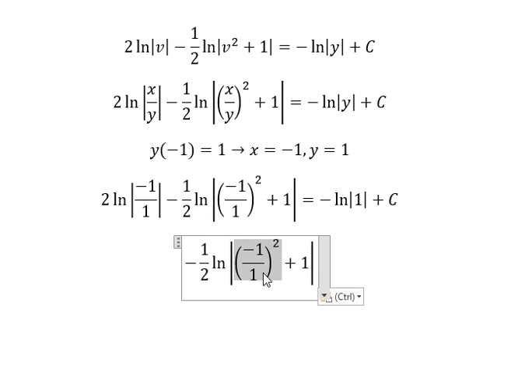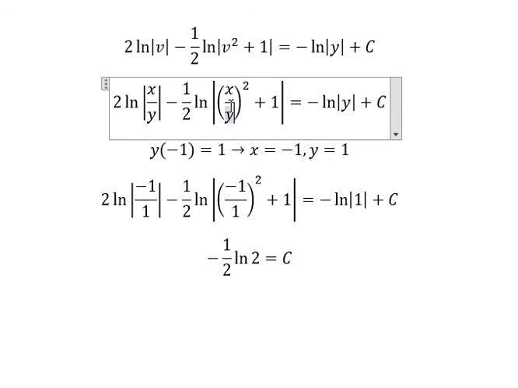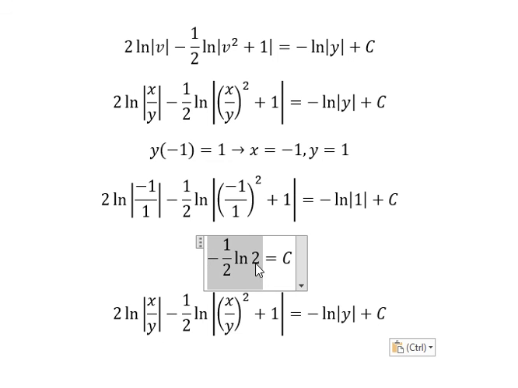This one is 1. 1 plus 1 is 2. And we have C in here. Now we go back to this one. And we put this value in here.